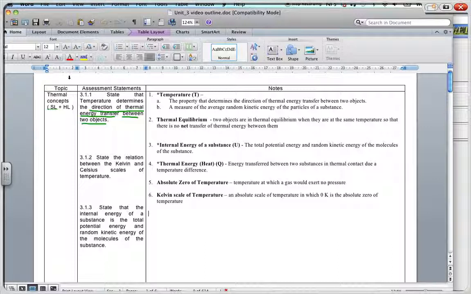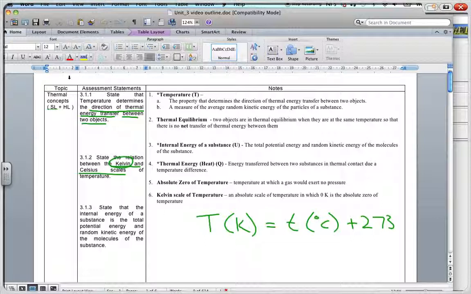Second part, state the relationship between the Kelvin and the Celsius scales. Now your Kelvin scale starts at absolute zero, which is the lowest temperature that can be attained, and it is at minus 273 degrees Celsius. So we write the scale as this, that T in the Kelvin scale is equal to t in the Celsius scale plus 273. That is your conversion factor. I think it makes sense. I think you should all be able to see the sense of that statement.